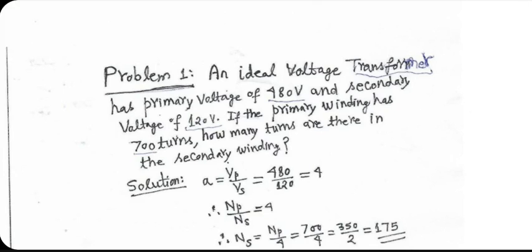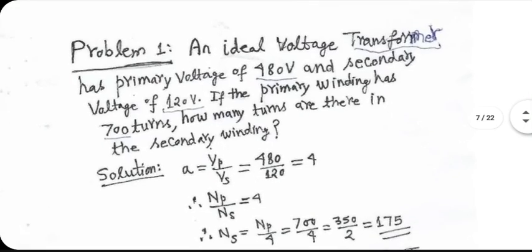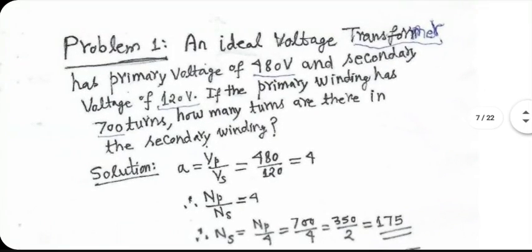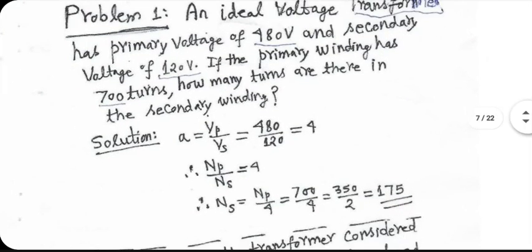Simple. Turns ratio is Vp upon Vs. So 480 divided by 120, which is 4. So Np upon Ns should be 4, and Np is given as 700. So Ns should be 700 divided by 4, which is 175. Simple.